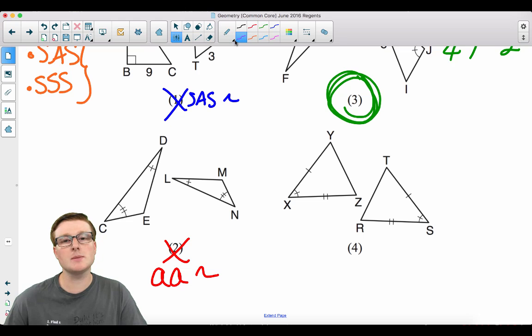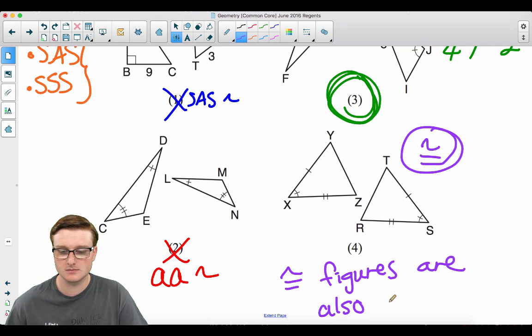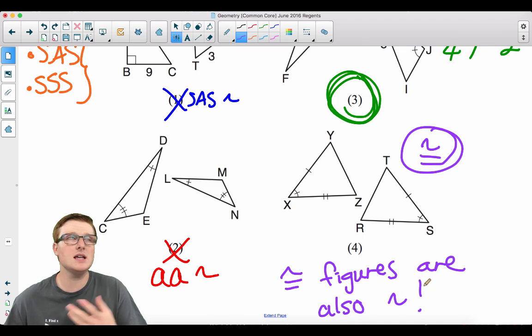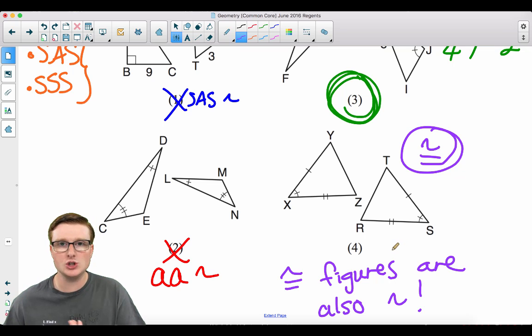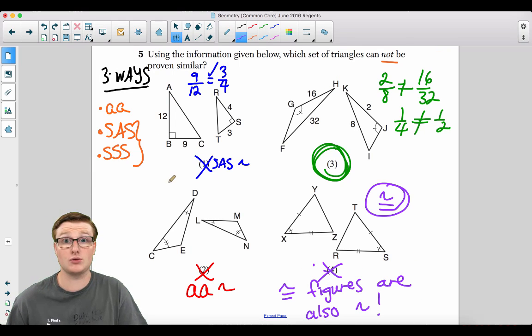Now, I want to talk about choice 4 for a second. Choice 4 is not showing similarity, it's showing congruency. Now, this is a fact that you just have to know. Congruent figures are also similar to each other. Congruent figures are similar because think about it. If a figure is congruent to itself, all of the angle measurements are congruent to each other, and that's similar by angle-angle. So, congruent figures are also similar. So that is actually true. That's why it's not the answer. All right, so the answer for number 5 is going to be choice 3.